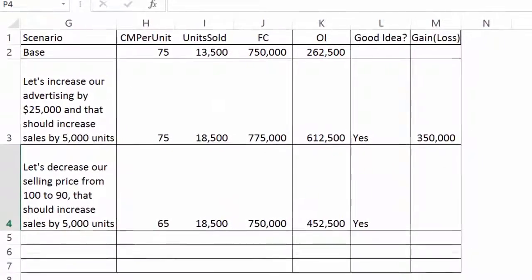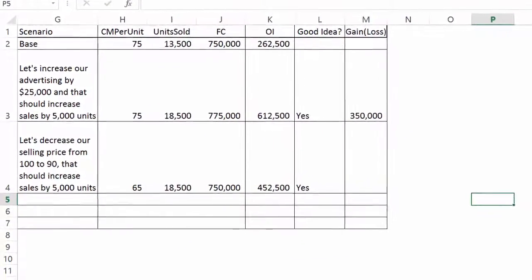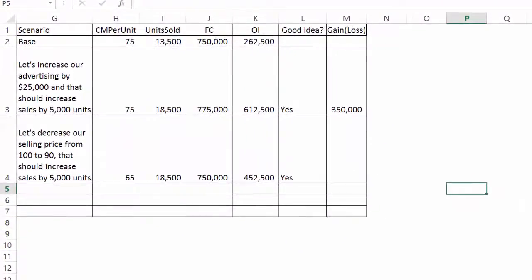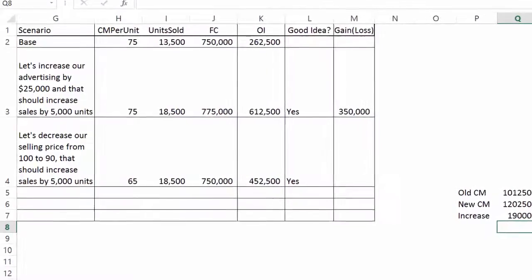This one's a little more difficult to analyze the other way because our increase in contribution margin isn't totally straightforward. We can't just say it's going to be 65 times 5,000 units because we decreased our selling price on all of our units. So we can say that the old contribution margin was 13,500 times 75, and the new contribution margin is 18,500 times 65. And so the increase in contribution margin is $190,000, and there is no increase in fixed costs.